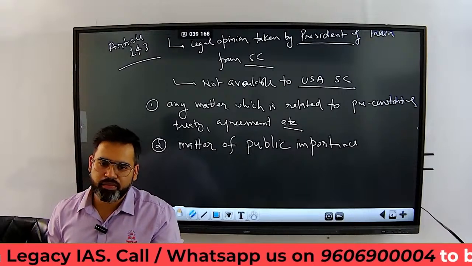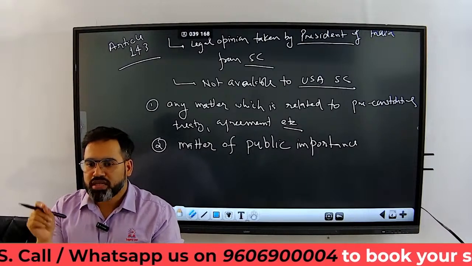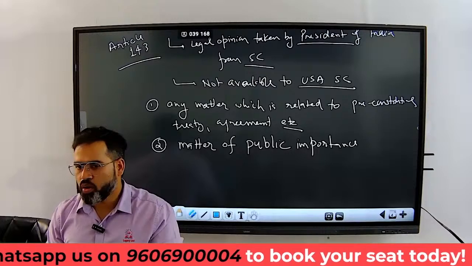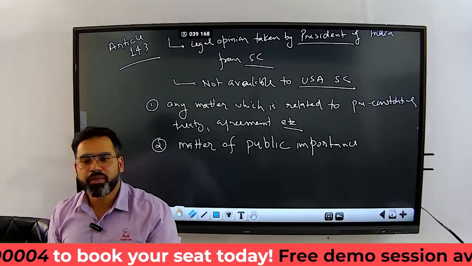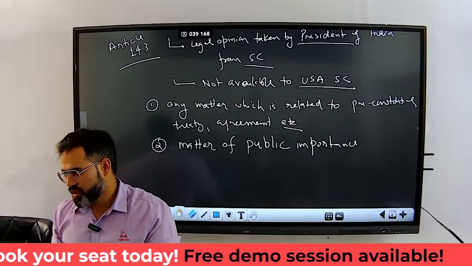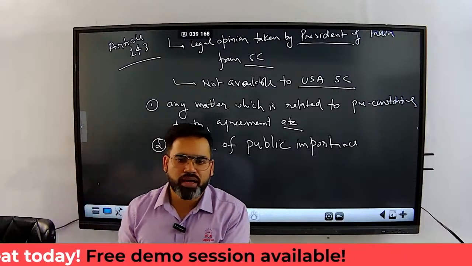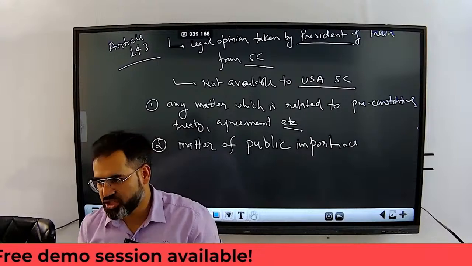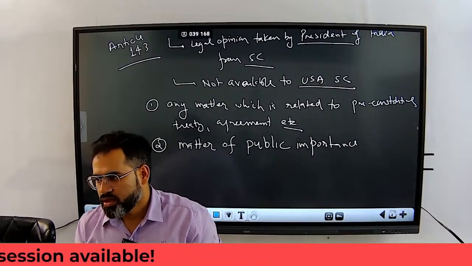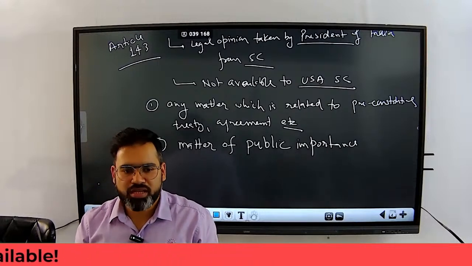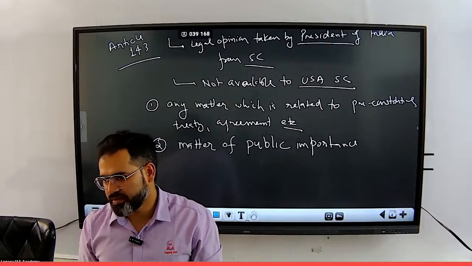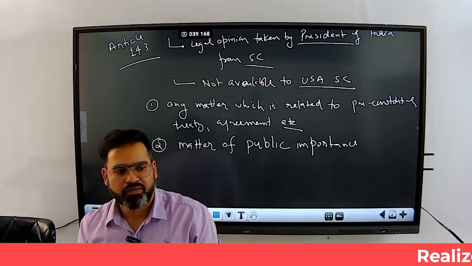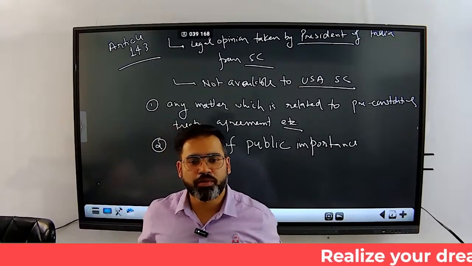Next important thing is, how many Supreme Court judges are involved here to give legal opinion? Only CJI is giving opinion or other judges are also involved? So it will be a constitutional bench. This opinion will be given by a constitutional bench. Constitutional bench means how many judges are there? 5 judges are there. Correct? 5 judges. Sometimes it is called a full bench.